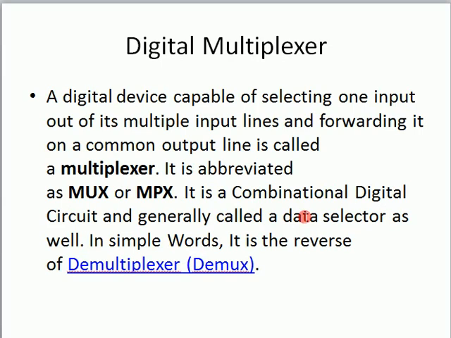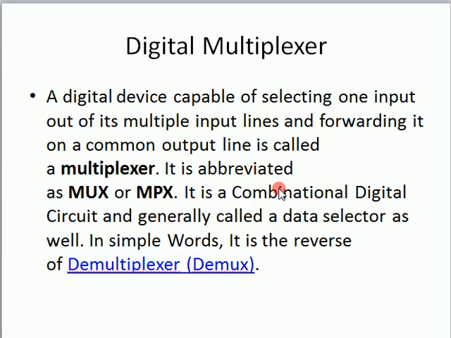Basically it is a device that is capable of selecting one input out of its multiple input lines and forwarding it on a common output line. That is known as the multiplexer. It means that we have many inputs and we direct them to only a single output. So the wire connections are very few. There are not too many output lines from where we can get our data. We have only one output here.